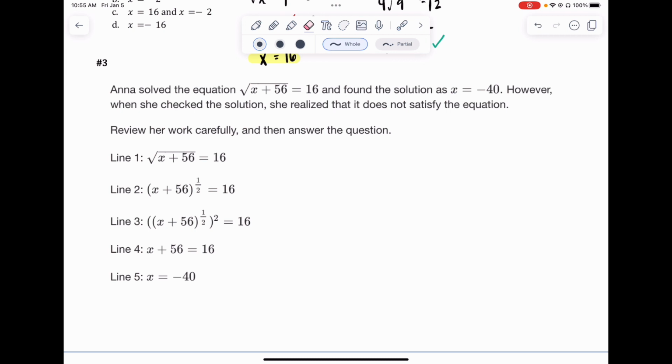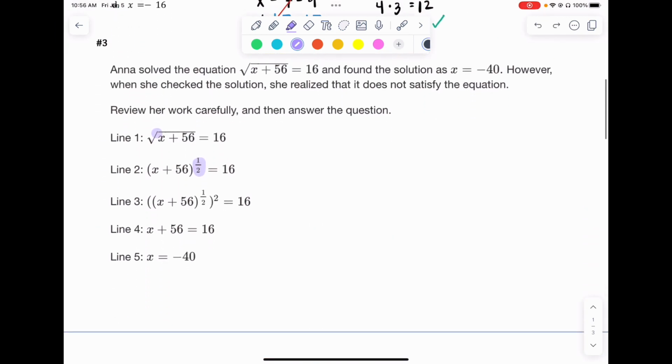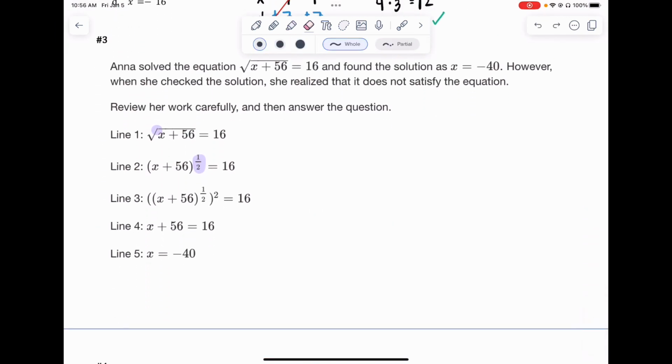So line 1, that's the original problem. So it's the square root of x plus 56 equals 16. And then in line 2, she changes out the radical for a 1/2 power, which we talked about up here, that a square root is the same thing as raising something to the 1/2 power. So that's fine that she did that. You don't have to do it, but it's fine that she did it. So the x plus 56 is being raised to the 1/2 power instead of being inside the radical, so that's okay.